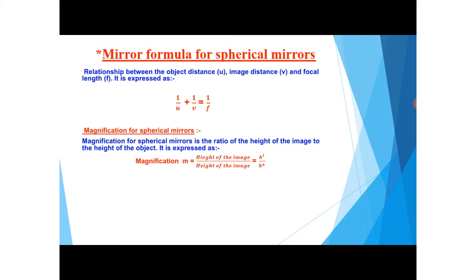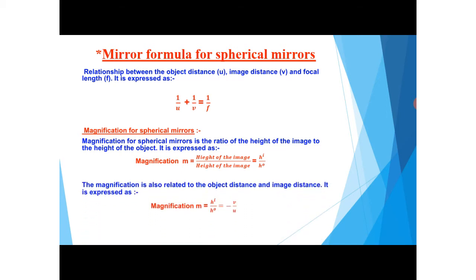There is another relation for the magnification, in terms of the image distance and the object distance. The magnification produced by any mirror is the ratio of the image distance to the object distance, that is, magnification is equal to minus V upon U. So we have the relation M = HI/HO = -V/U.